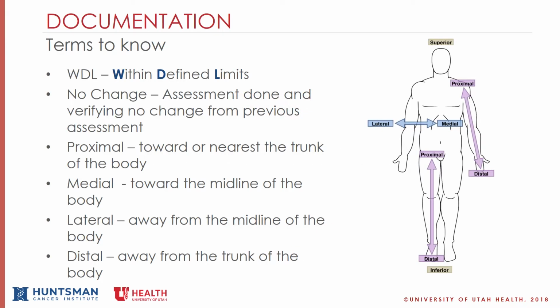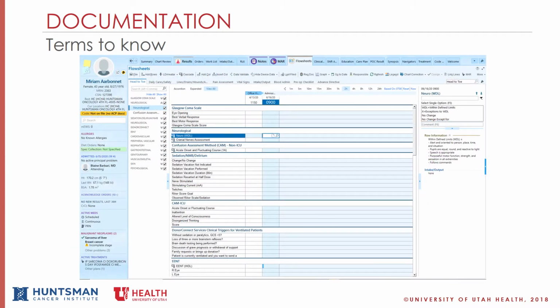Next, let's talk about terms to know when you are charting. This is a picture of what the flow sheet from your head to toe assessment looks like. If you look over on the right-hand side, you will see that it defines the within defined limits definition. This is how you know if you can chart within defined limits. Let's see what this looks like.